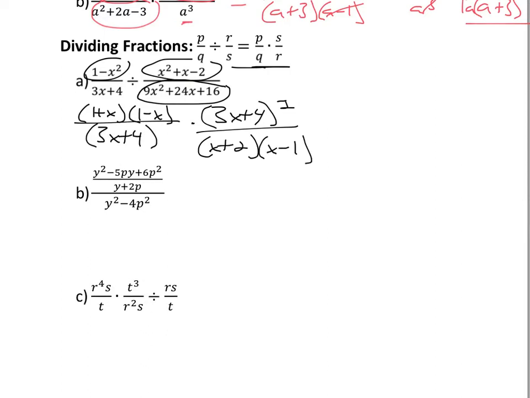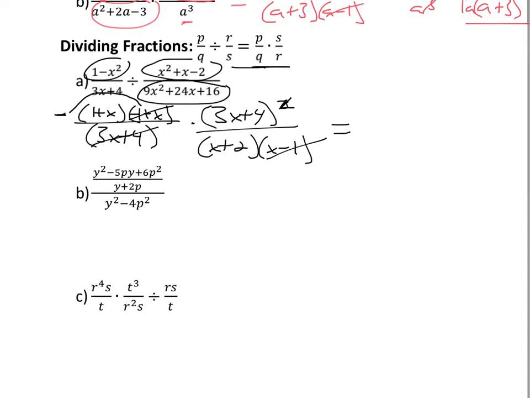Now we can cancel out one of the 3x plus 4s. And we see we've got an x minus 1 and a 1 minus x. So if we factor a negative 1 out of one of these, then that becomes an x minus 1. So then we can cancel them. Or you could factor a negative out of the bottom. Doesn't matter, you're going to get the same thing either way.